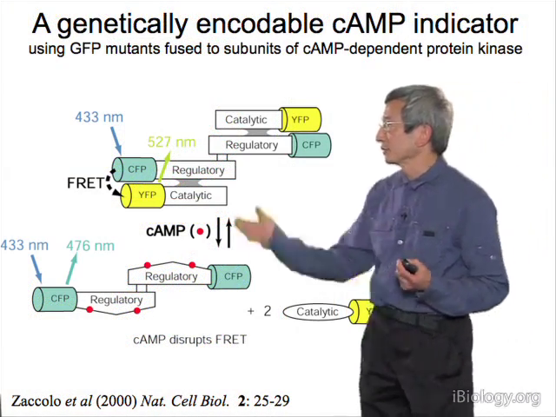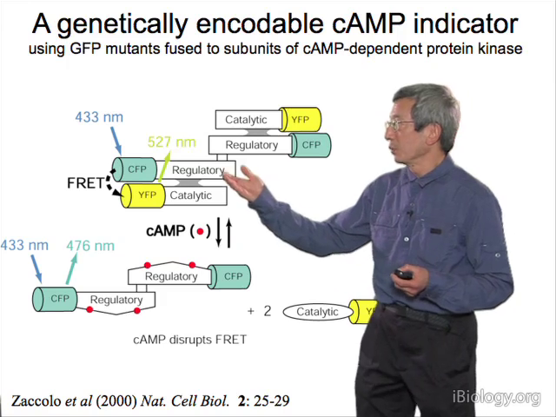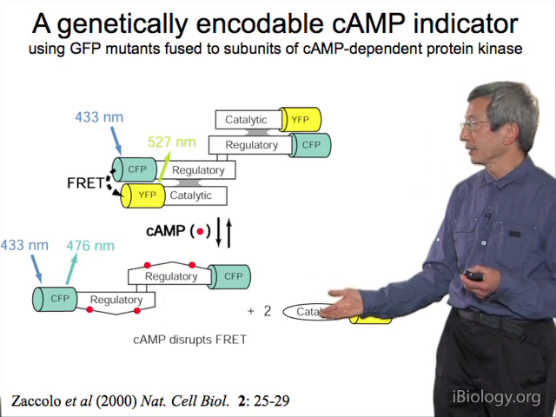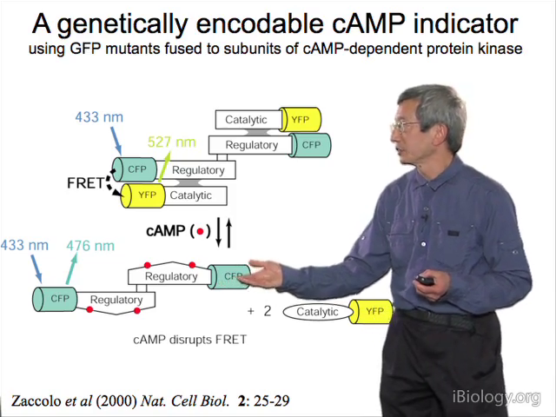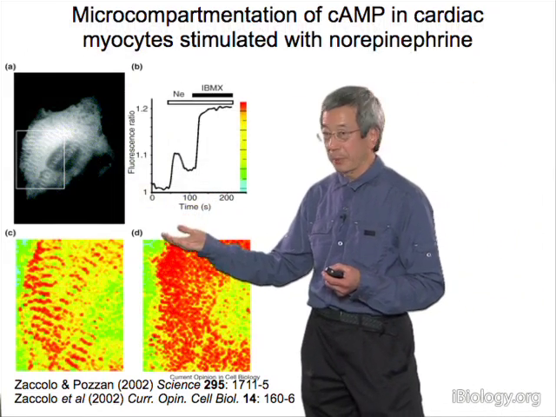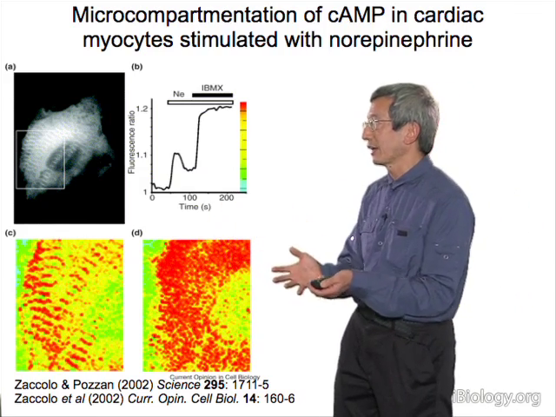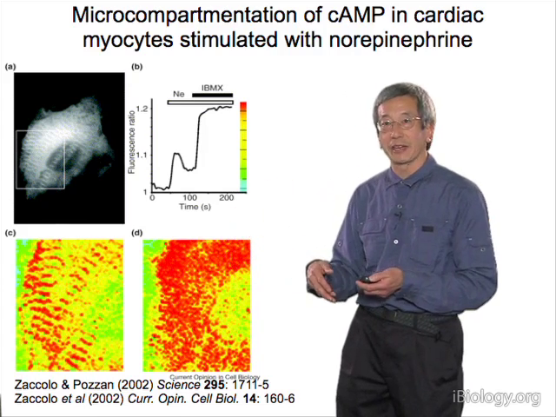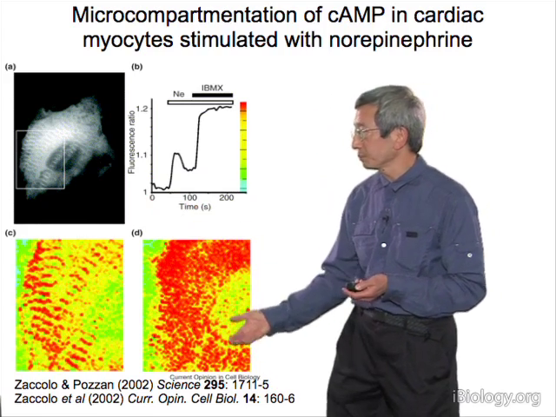A quick example on the cyclic AMP. Again, this is the basic mechanism that I've already described, where the regulatory subunit binds cyclic AMP, splits itself off from the catalytic subunit, thereby disrupting the close localization of cyan with yellow. Here, remember, that pair of constructs are 2 separate proteins. There's the regulatory that has the cyan and the catalytic that has the yellow. They both have to be transfected at roughly equal amounts, in this case into a cardiac myocyte.